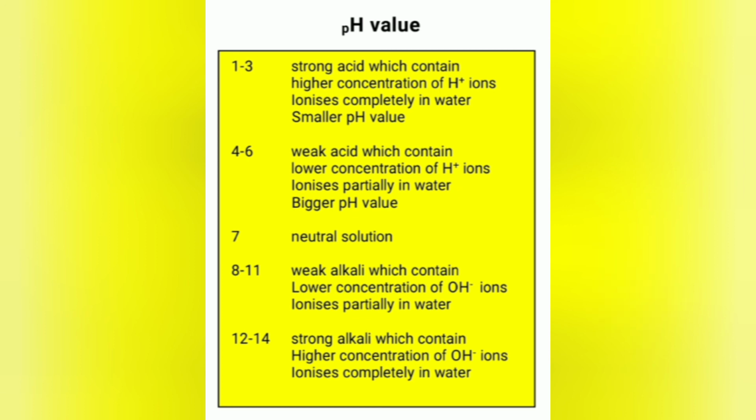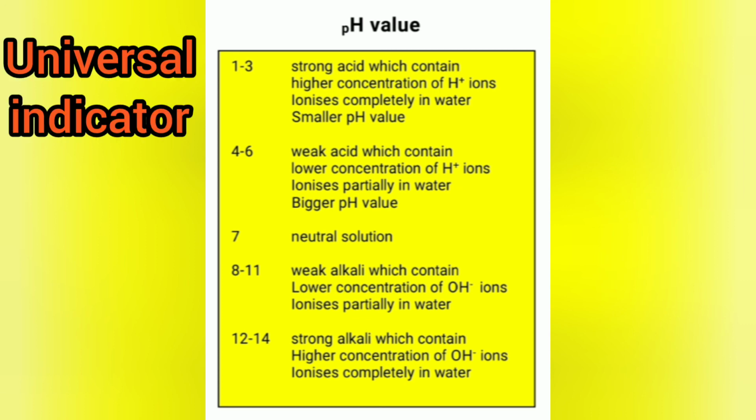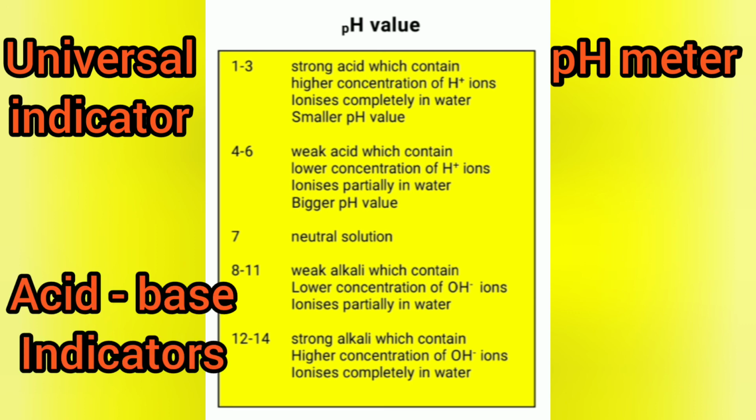The pH value of an aqueous solution can be measured by using number 1, universal indicator, number 2, pH meter, and number 3, acid-base indicators.